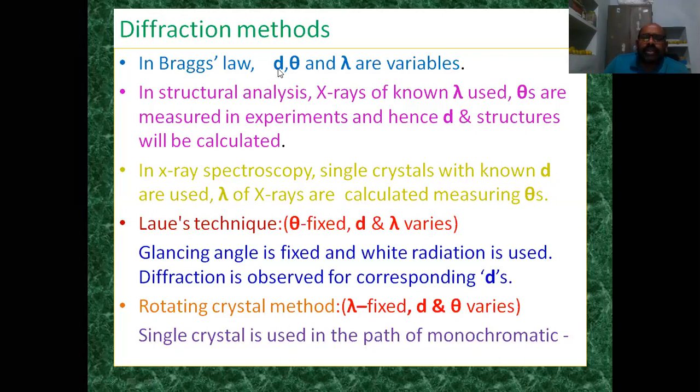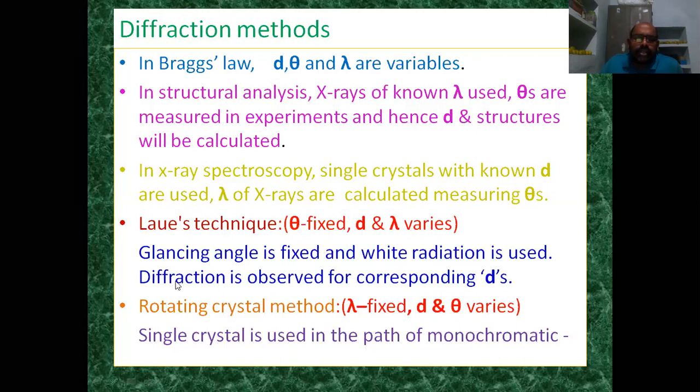Then there are three methods corresponding to these variables. So by fixing one variable, we get one method. First, Laue's technique. In Laue's technique, theta is fixed, and d and lambda, interplanar spacing and X-ray wavelength, vary. That means theta is fixed, so the glancing angle is fixed, and white radiation or polychromatic radiation X-ray is used, which consists of more wavelengths.